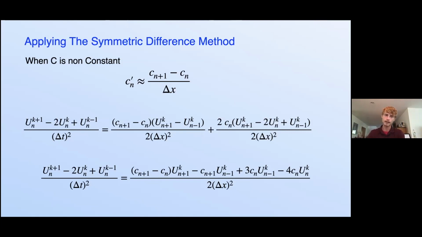So if we then plug that in for C prime sub n in our approximation, you see what's on the middle line. Then through a little bit of algebra, we can condense that, combine like terms, and you see what's on the bottom.